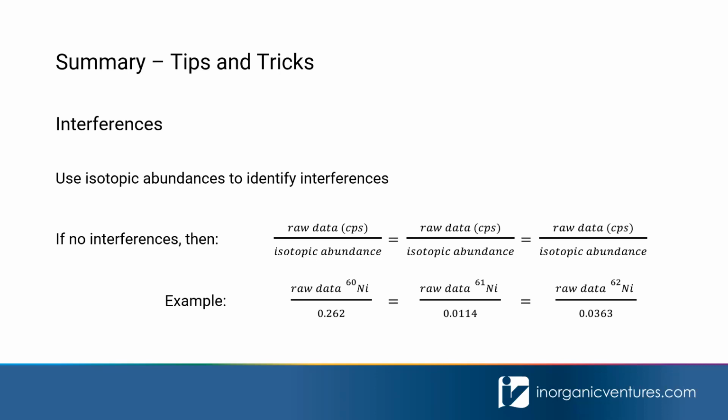If we look at nickel, 3 isotopes, 60, 61, and 62. Take the raw data in counts per second and divide by the abundance of that isotope expressed as a ratio. If you get the same answer, then you are measuring nickel. And if you get a different answer for one of those, it's probably going to be on the high side, and that's going to be the isotope that's most likely suffering from an interference.